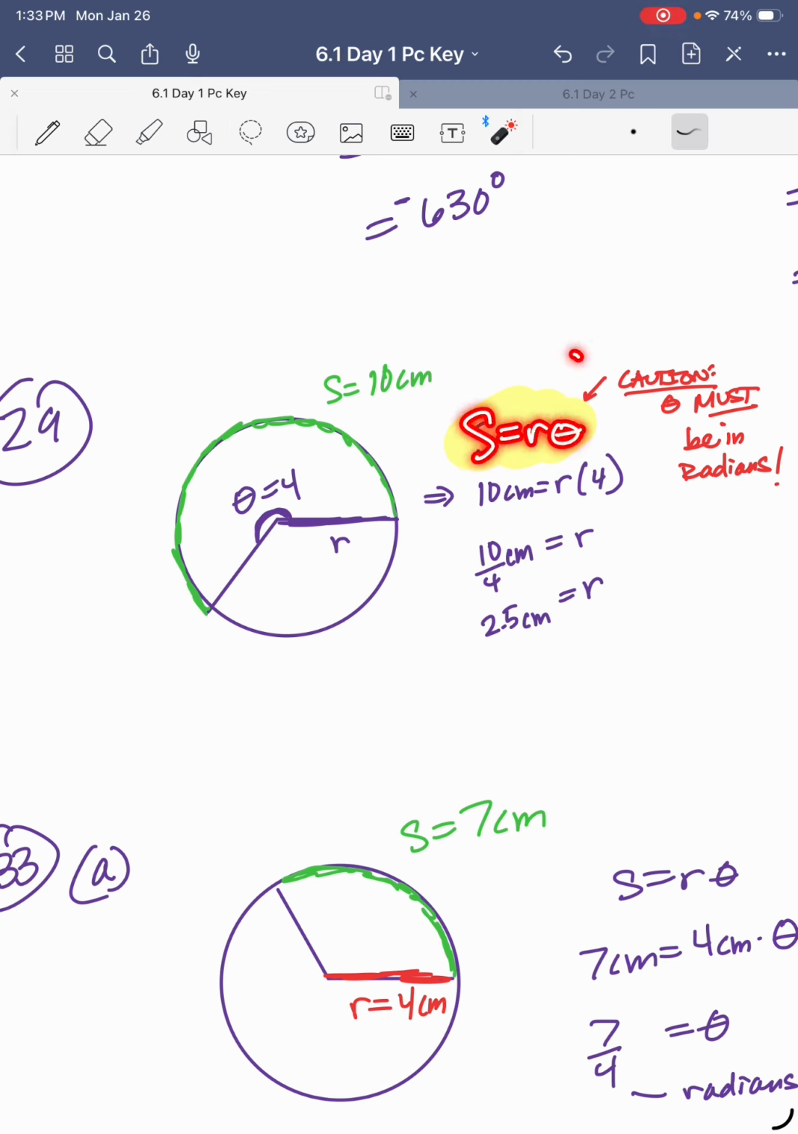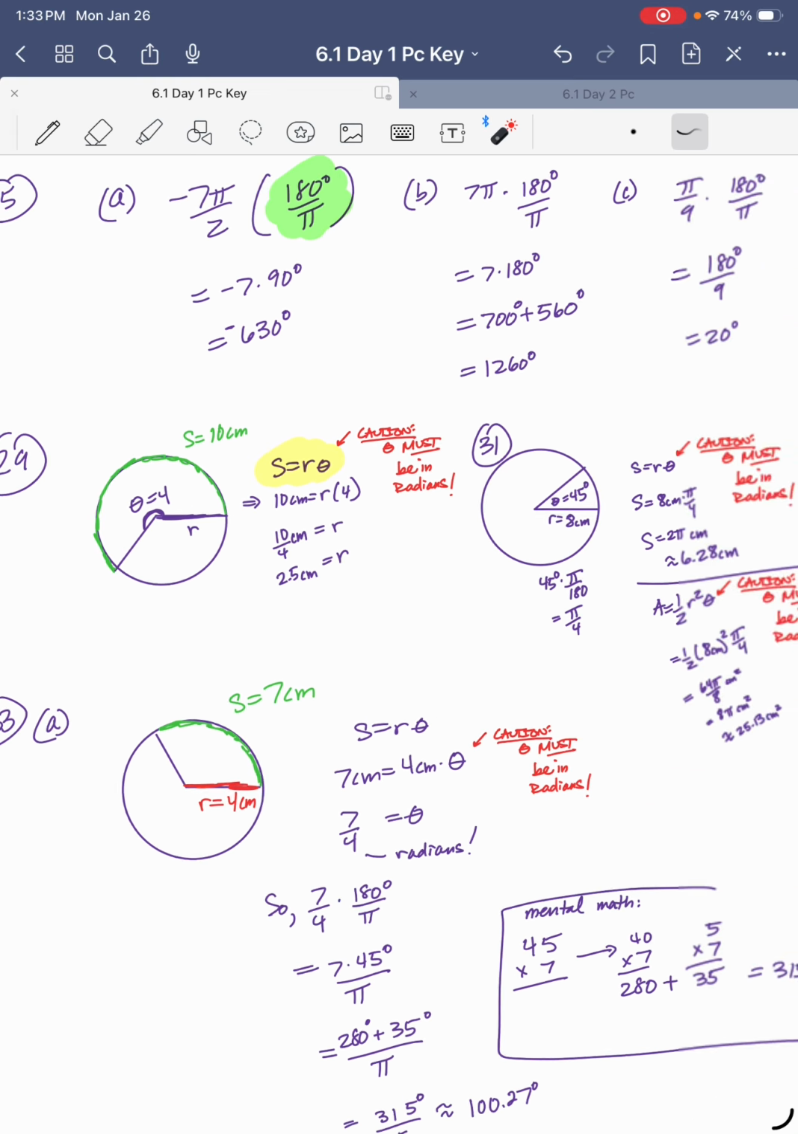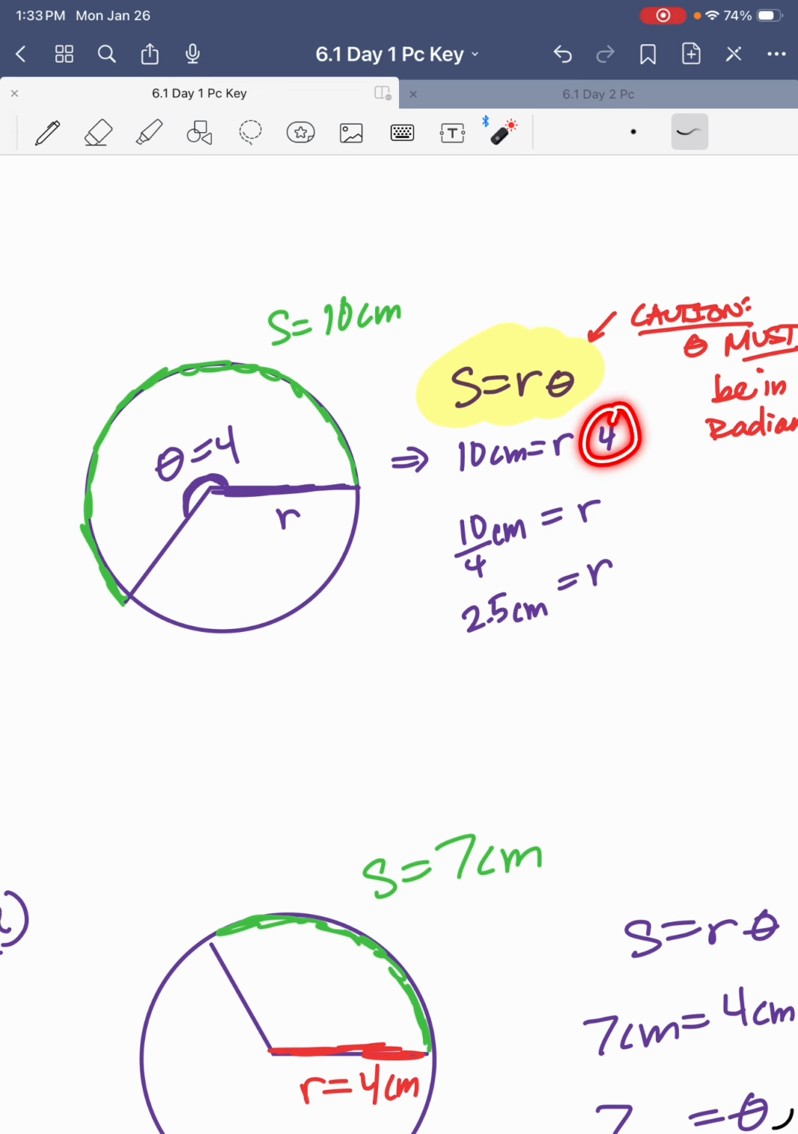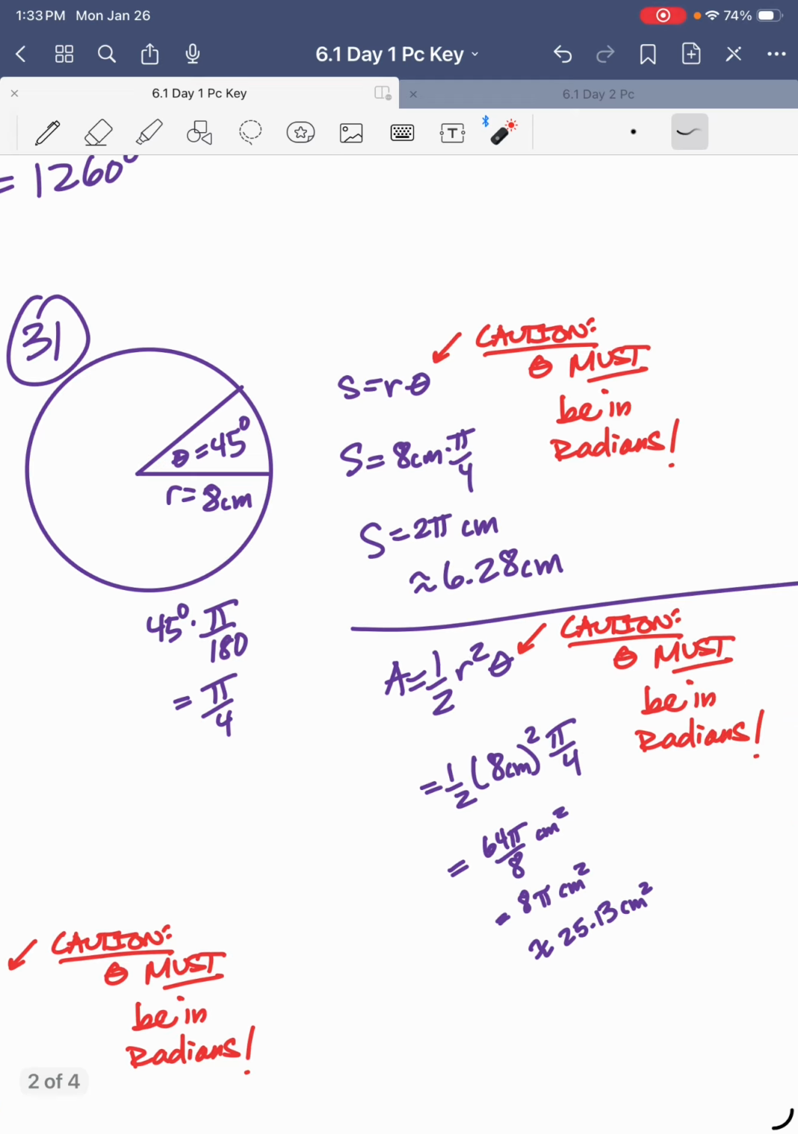So if S is equal to r theta, theta must be in radians, because the way we thought about arc length, it was a radius multiplied by radians. So if we plug in 4 for our radians and 10 centimeters for arc length, when you divide, you end up getting 2.5 centimeters must have been what the radius was. Which makes sense. If I walked around 10 and my radians were 4, then that means I walked around exactly 4 times.